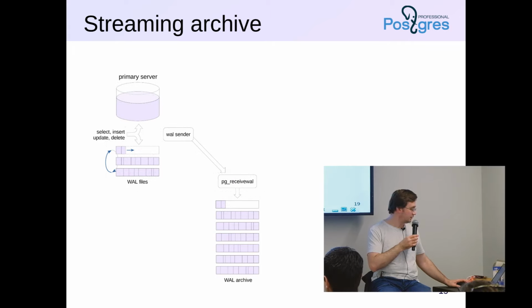Okay, here it looks like that. The pg_receivewal utility archive connects to the primary server by replication protocol. Here you can see the WAL sender process, which sends WAL records to this utility.